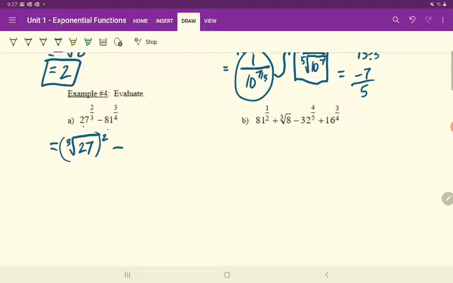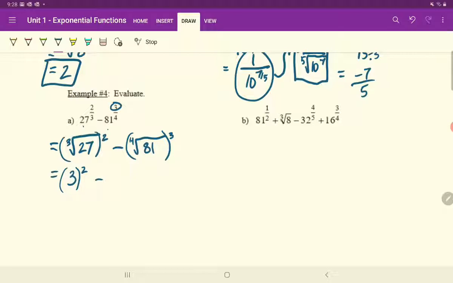All right, and then bring down the minus sign and do the exact same thing here. Take the 4th root of 81, and then that 3 stays where it is out there. So let's see. What is the 3rd root of 27? What number times itself 3 times equals 27? It's 3. Don't forget the squared. It's still there, the squared.